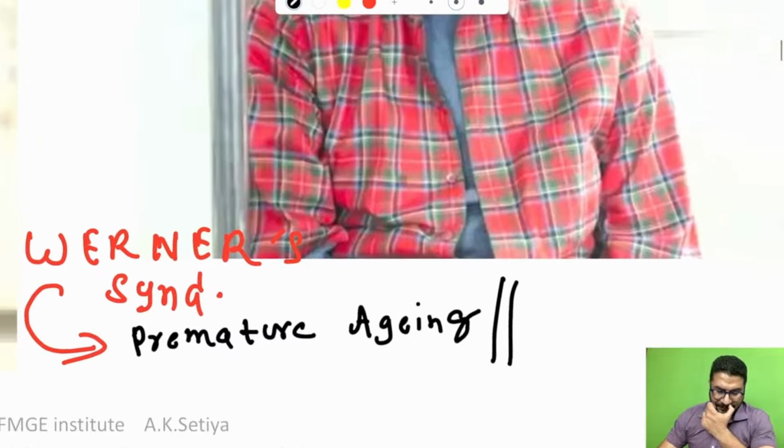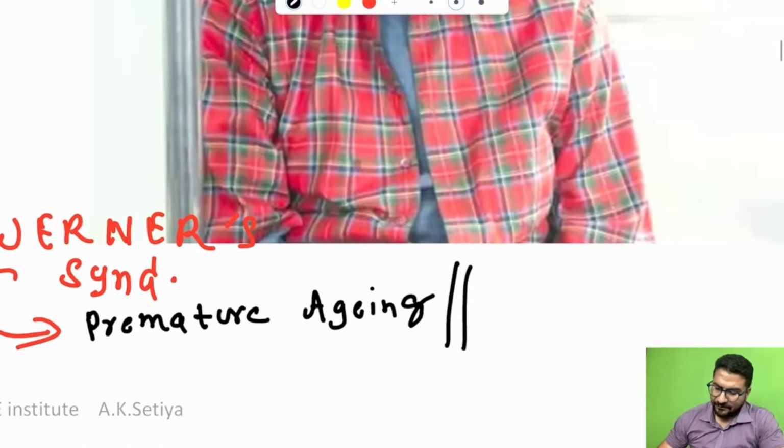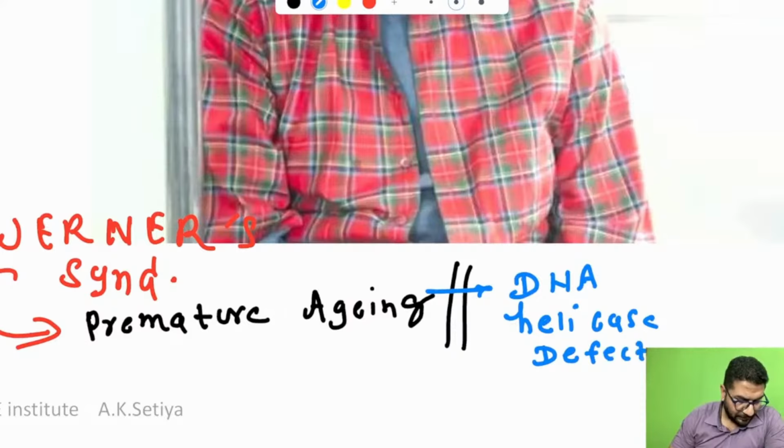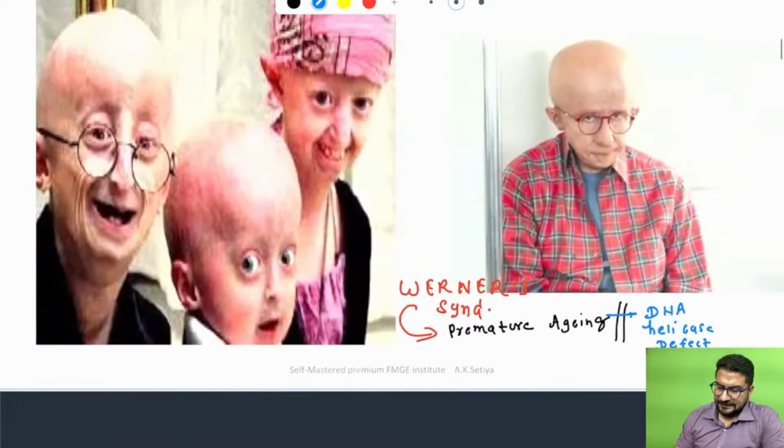Understand, they ask you a question like what is the name of the enzyme which is defective here. So here we have a defect in DNA helicase. There is a DNA helicase defect. So this is about Werner syndrome. Am I clear?